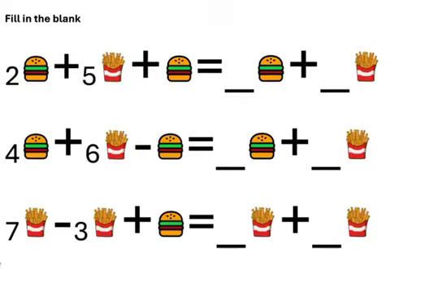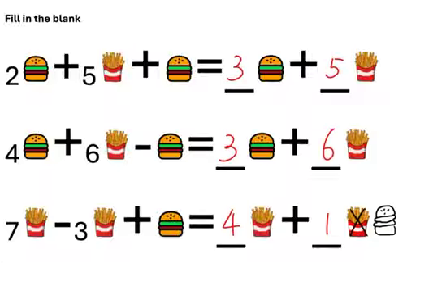Now please pause the video and quickly fill in the blank space on the right hand side of the equation. Now please check your answer. You probably noticed that the last picture was wrong. We should have a burger picture. So you should have 4 chips and 1 burger.